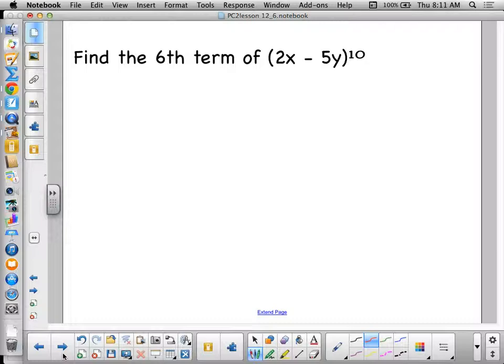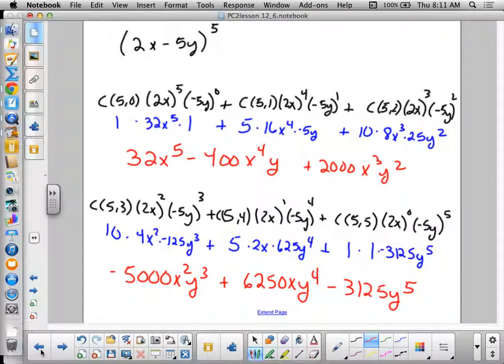This is the part that always gets tricky. What is the sixth term? Well, it's a combination of 10 choose what? 5. Why not 6? Because we start at 0. Okay? And let's look back at an example here. This is the first term, second term, third term, okay? Here, and the combination is always one less, so it works.